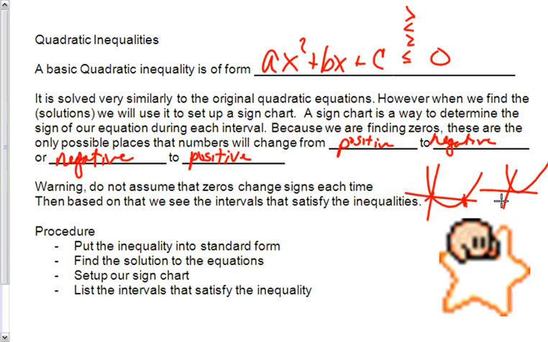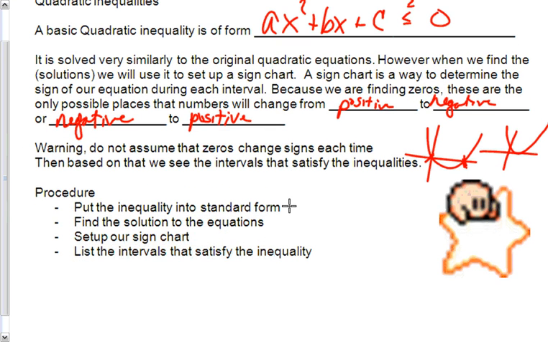So, the procedure. Put the inequalities in standard form, aka get it equal to 0 just like before, or less than, greater than, and so on and so forth. Find the solutions to that equation. You're going to find it just like we did before. The extra step is we're going to set up our sign chart and test these intervals. And then we're going to list the intervals that satisfy the inequality.